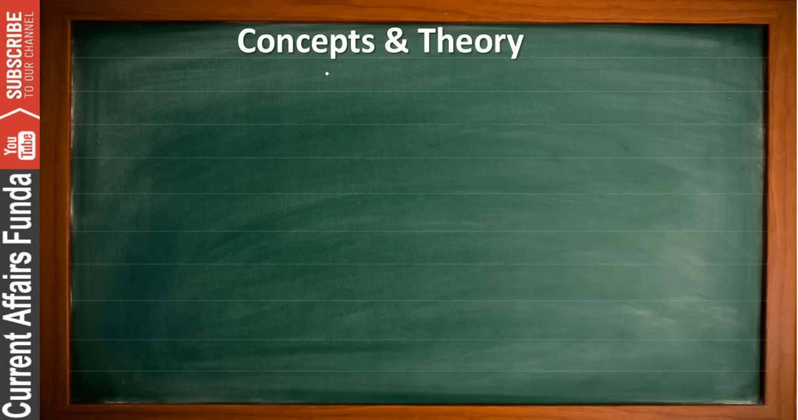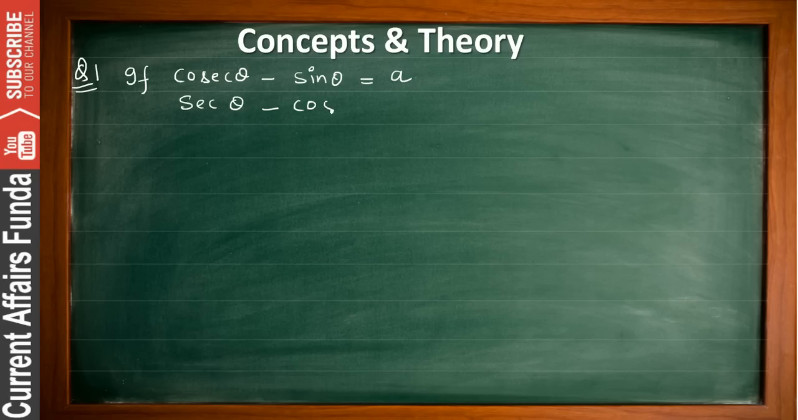So right now friends, we will discuss the concept and theory or questions kind of. Okay, so our first question that is here, question number 1: if cosec theta minus sin theta is a, and friends, sec theta minus cos theta is given to you as b, then you need to find out a square b square under bracket a square plus b square plus 3. That is your question.